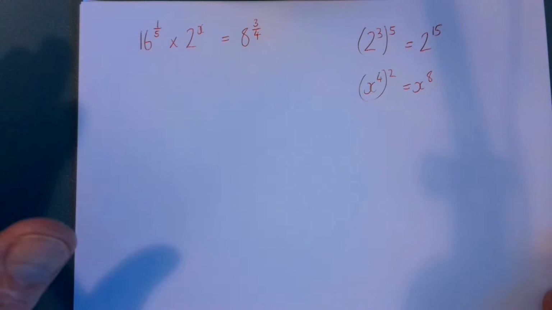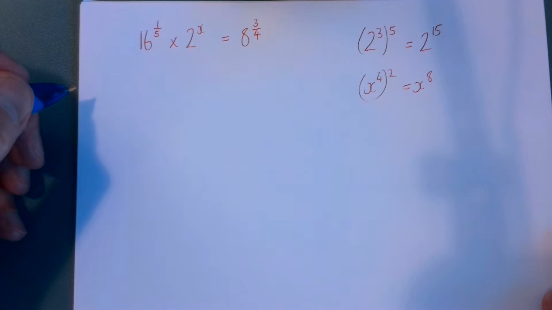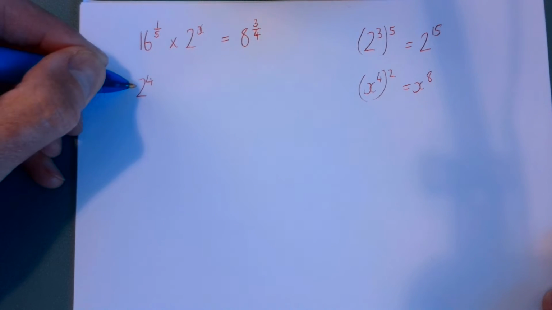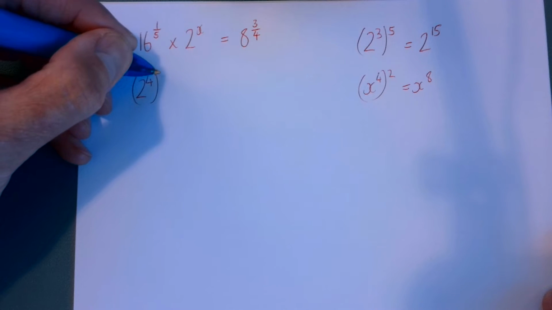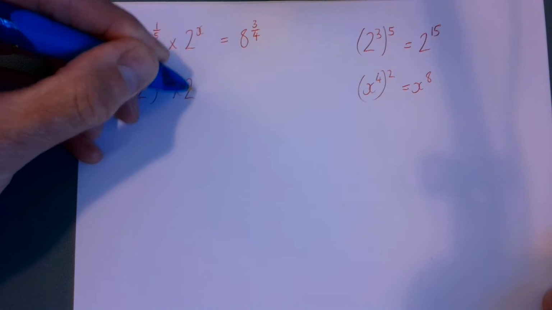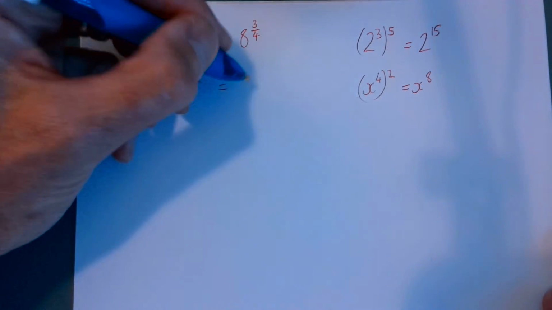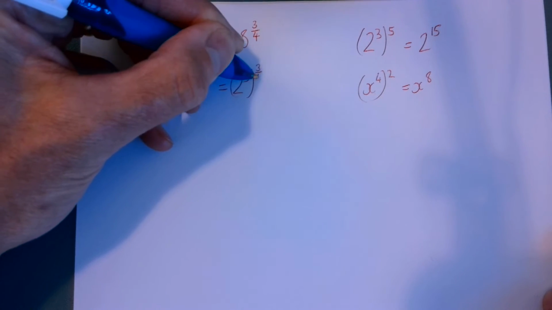And the trick with this question is realising that 16 and 8 can be written as powers of 2. 16 is 2 to the power of 4, so I can rewrite this as that. 8 is 2 to the power of 3, so I can rewrite this as that.